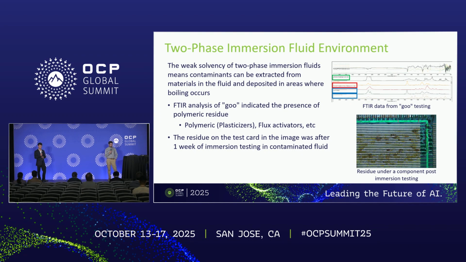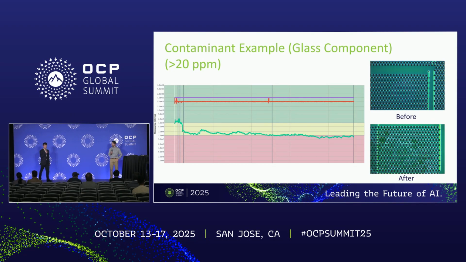The image that you see here is some of this deposited residue on one of the comb patterns of a test card that we used for immersion testing in contaminated fluid, and this was after just a week of testing. So here's a quick example of one of our coupons tested in immersion. You can see the after image shows clear evidence of deposited residue at a very low contamination level, just around 20 parts per million.